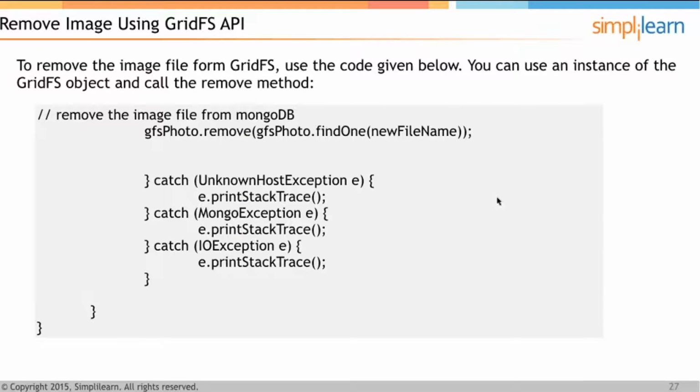So I've saved an image and I have retrieved an image. Now, how to remove an image? The command prompt used to have a remove method, Java normally has a remove method, and similarly the GridFS API provides a remove method. All I have to do is call GFS photo dot remove, pass the parameter for the particular image you want to delete in find one, and that file will internally be deleted from GridFS.